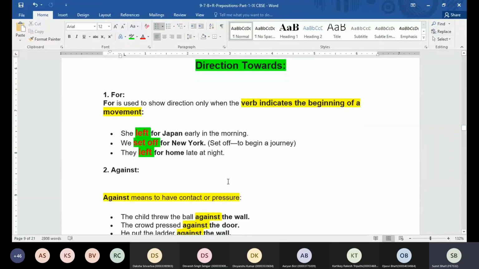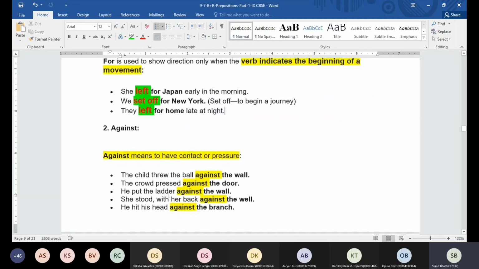Next word is going to be "against." "Against" is a preposition which means there are two things, or more than two things, which are in contact, or there is some kind of pressure against each other. Then we use the word "against." Like, the child threw the ball against the wall. We can imagine there is a ball and there is the wall, so the ball was in contact with the wall.